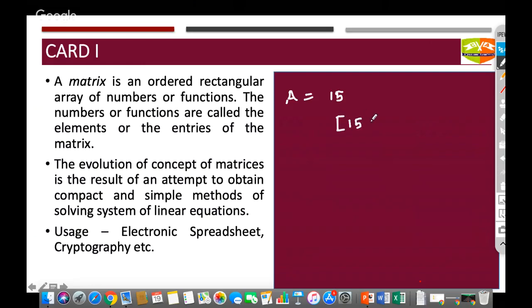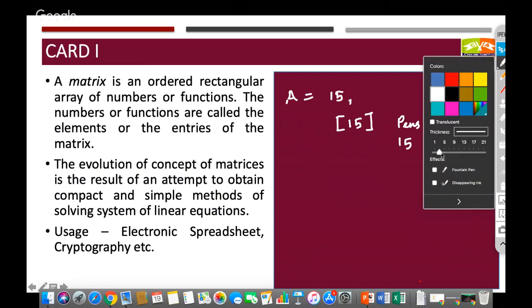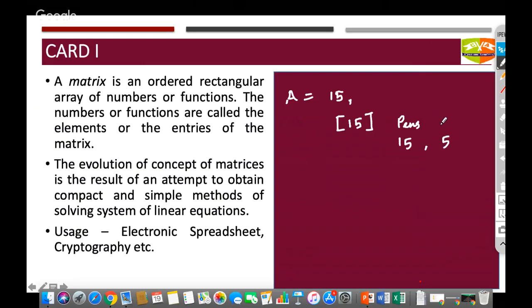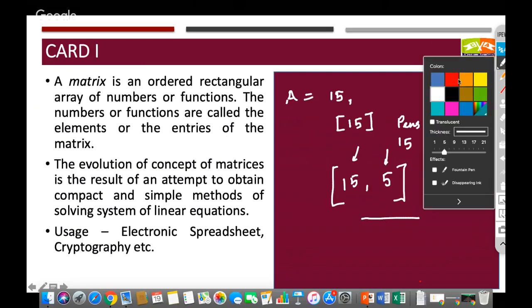You draw this square bracket and you write like this. If somebody has 15 pens and 5 notebooks, so these are the number of pens and these are the number of notebooks. So you write 15 here and 5 here. This is how the information can be represented.